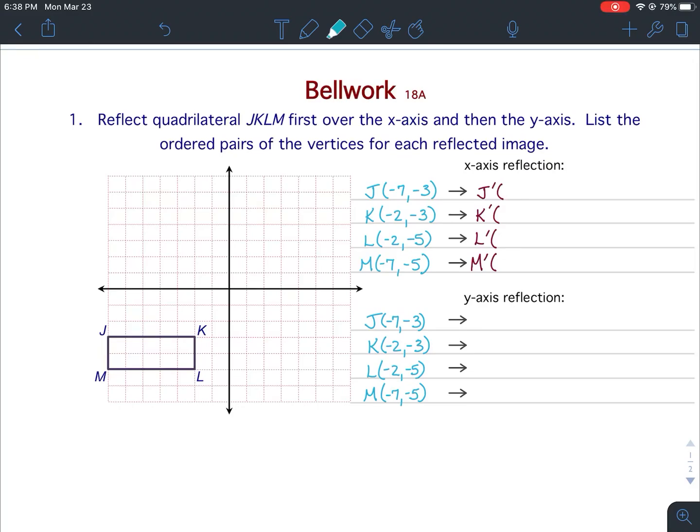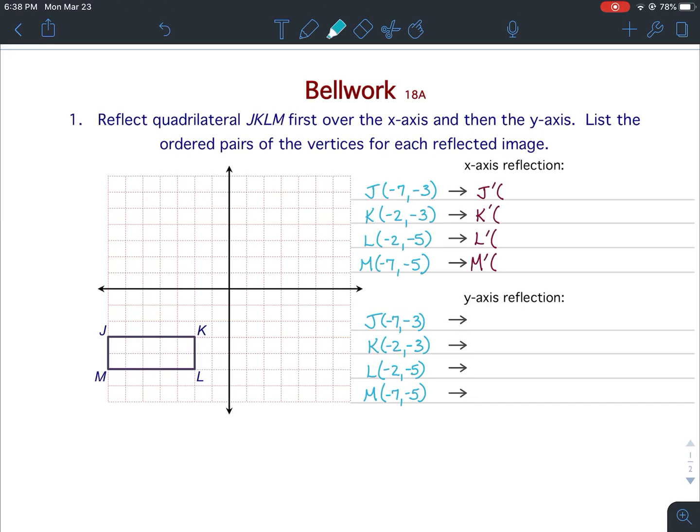Hello students, the next two videos are going to help you complete Bellwork 18A. Bellwork 18A is extremely similar to examples 3, 4, and 5 in the notes. The only thing different is the fact that there's a little twist to Bellwork 18A.